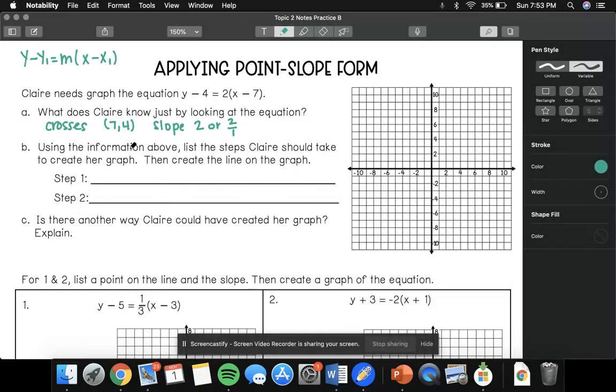So first, we know for sure that it crosses 7, 4. So let's first go ahead and plot the point 7, 4. Okay, so over here, we're going to go 7, 4, and we plot that ordered pair. We also know that it has a slope of 2 or 2 to 1. So what we can do is use our slope 2 to 1 to create more points.